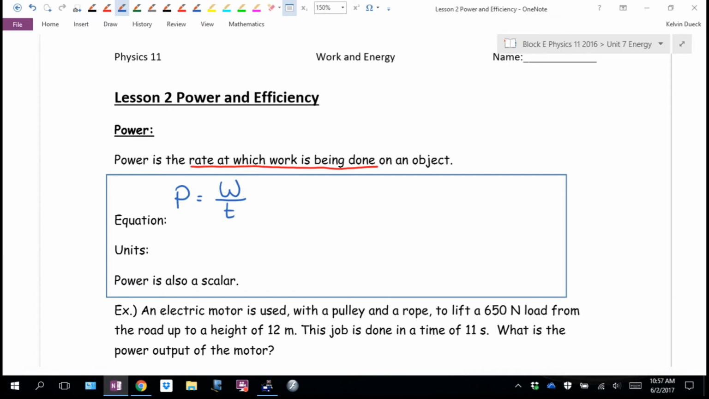I'd like you to look at that. As an example, what's more tiring, walking up a set of stairs or sprinting up a set of stairs? Sprinting. Why? In both situations, you're doing the same work. You're doing the same mgh. Less time, dividing by a smaller time, bigger power.